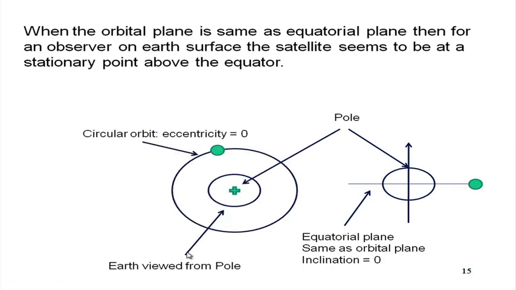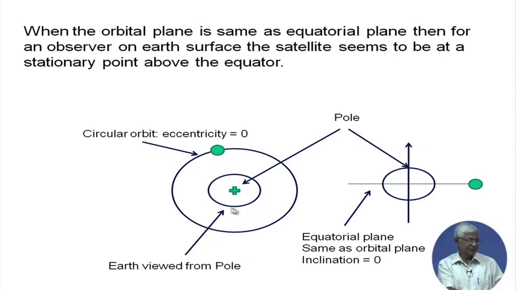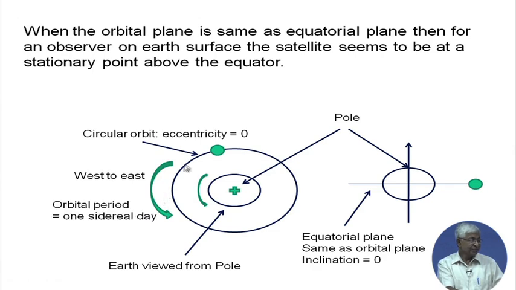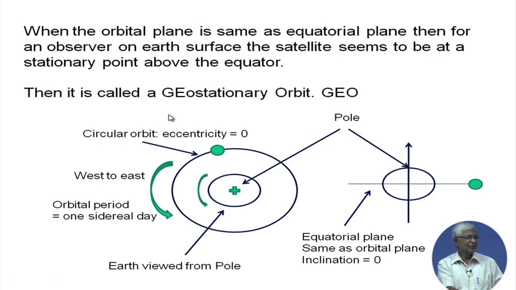We can view it from the top of the pole, that is, this is the North Pole from the top, earth viewed from the pole, and then you can see the equator, the earth bulge is the equator, let us say, and this is the equatorial plane, and on that the satellite is orbiting in a circular orbit. So, eccentricity is 0, and it is moving as earth rotates, west to east, and the orbital period is one sidereal day. Then it is called geostationary orbit, GEO. The other one was geosynchronous orbit. So, this is geostationary orbit.